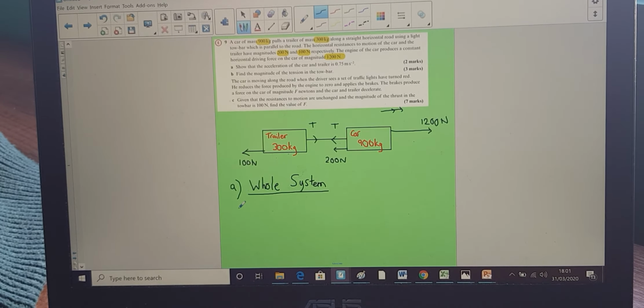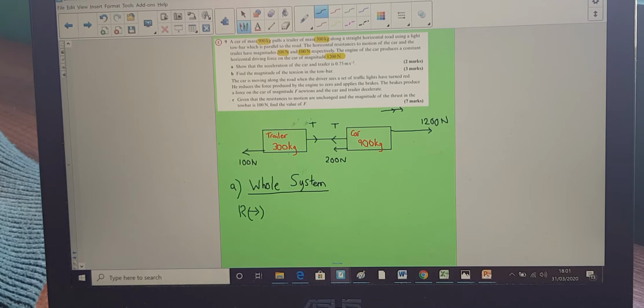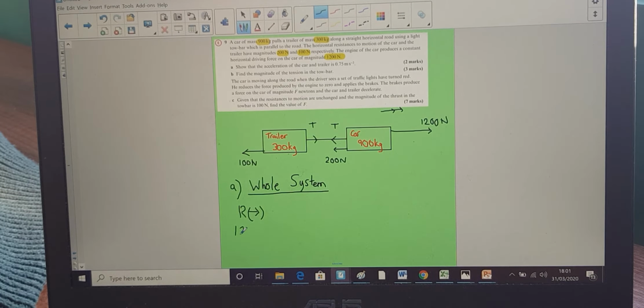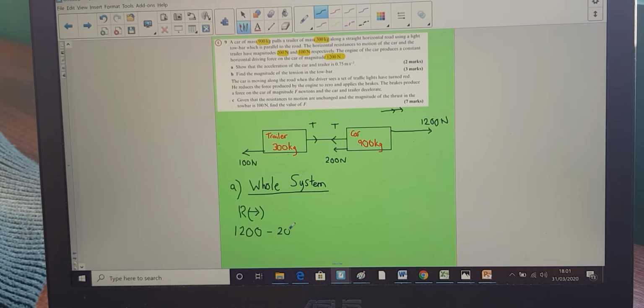And then I'm going to resolve in the horizontal direction. And that's going to give me the following. So let's think about the forces acting in this direction. If I've said this direction is positive, I've got 1,200. What forces are acting in the opposite direction? Well, the 200 and the 100.